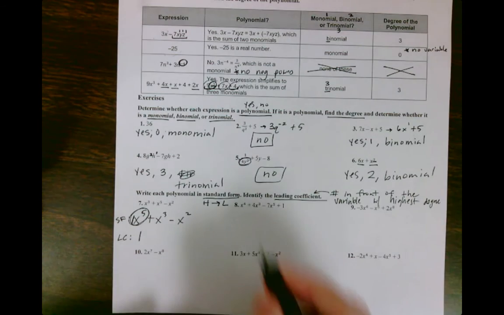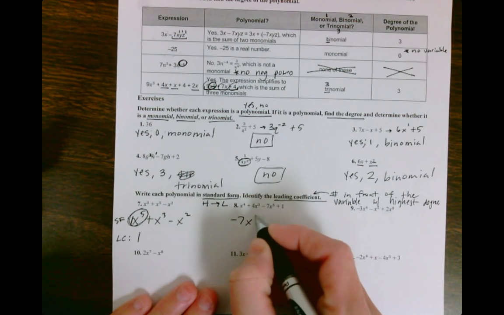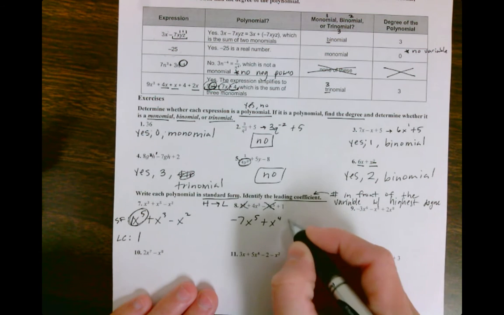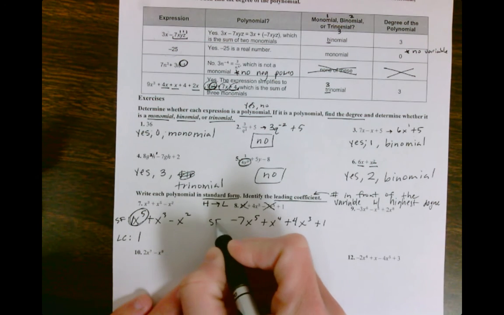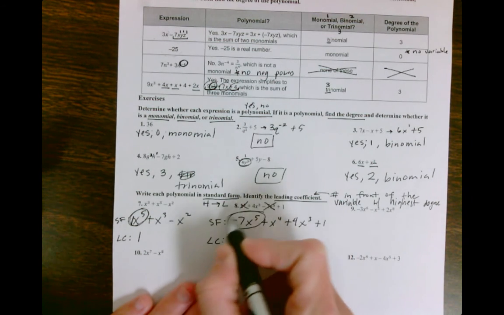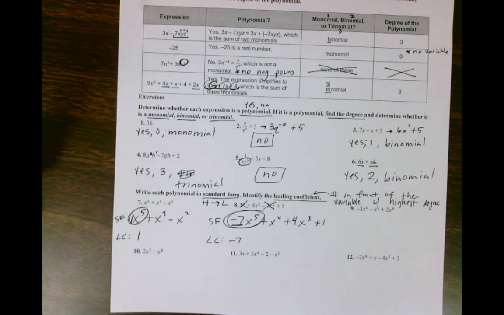Okay? And then here, standard form, we want to go negative 7x to the fifth. Then we have x to the fourth. Then we have 4x cubed. And then we have 1. So this would be standard form. Now leading coefficient, highest degree is this right here. And then what's the number in the front? Negative 7. Okay, hopefully that's pretty straightforward.